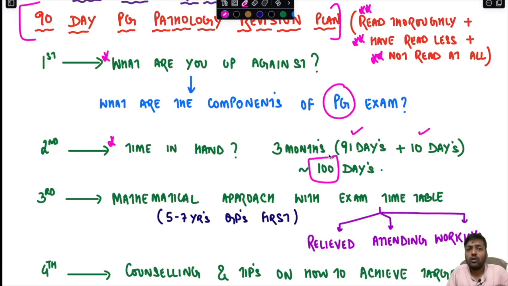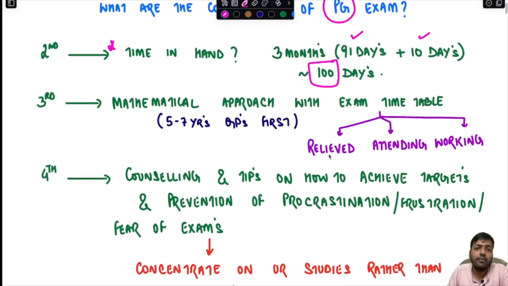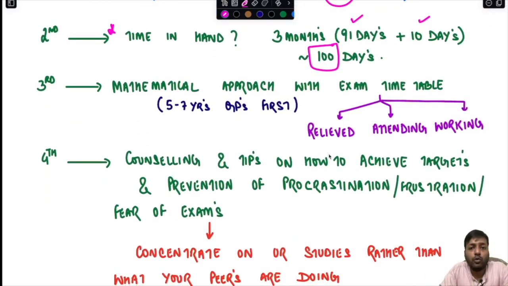The third important component is the mathematical approach. I am going to prove to you mathematically that you have a lot of time. Even 70 to 80 days is more than enough, and you can keep the remaining 18 to 20 days at the end only for the revision cycle for the exams.